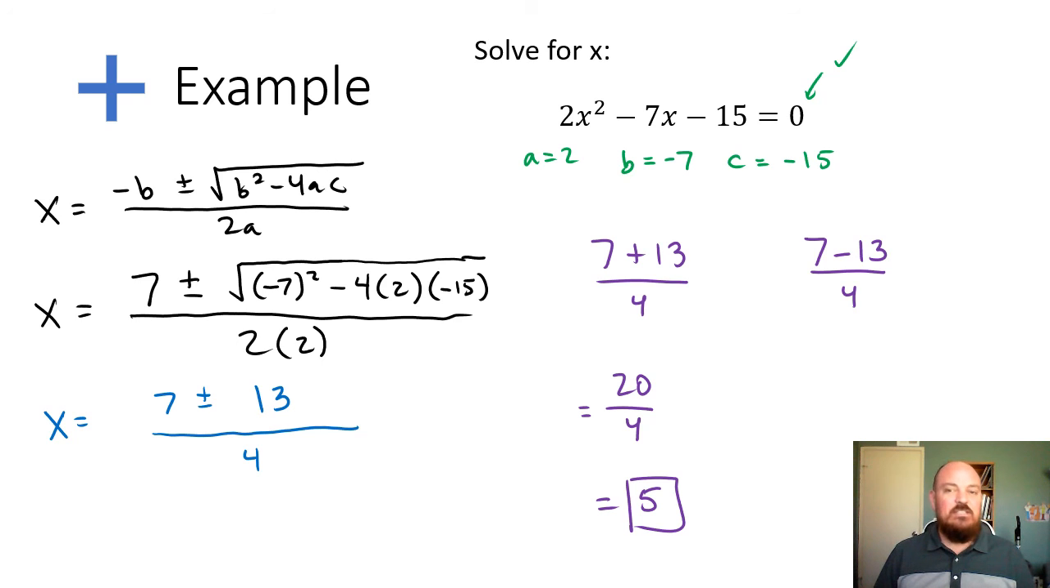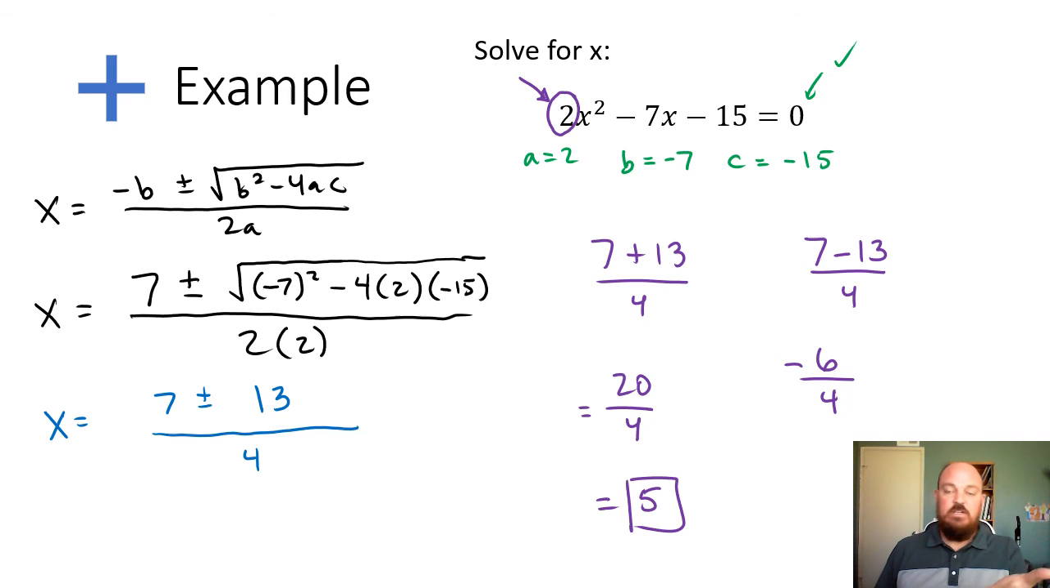Now the second one doesn't work out quite that nicely. When you do 7 minus 13, you get negative 6. And see, negative 6 doesn't divide by 4. And I want you to look for that. That's going to happen. One rule, whenever you have this number here in front of x squared and you're solving, what that actually means is at least one of your answers is going to be a fraction. Maybe both, but at least one.